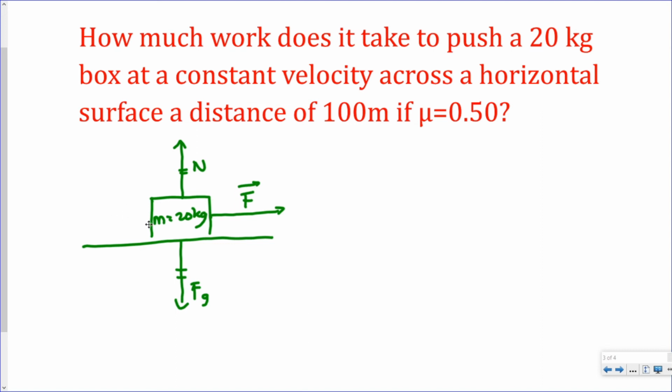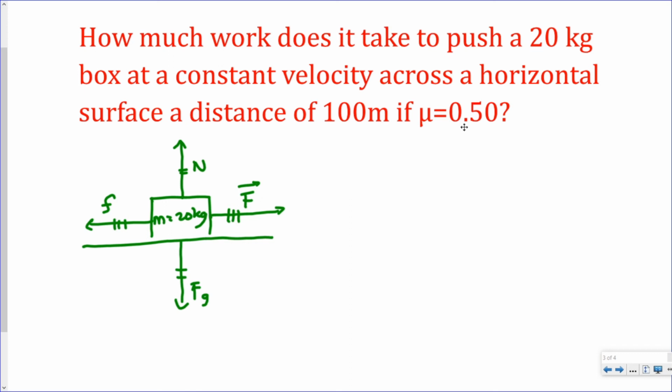And we're told that mu is 0.50, so we know there's friction. And if it says it's being pushed at a constant velocity, we should realize that that means it's not accelerating, so the net force in the x direction has to be 0. So what does that tell me? That this force and friction need to be equal to each other.